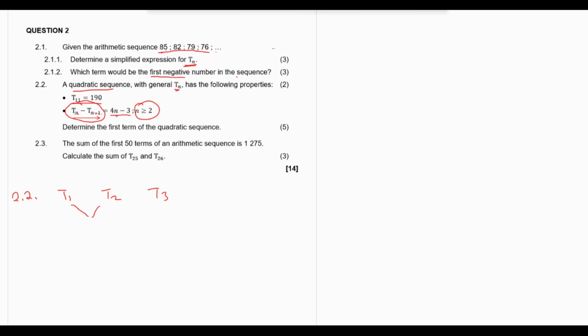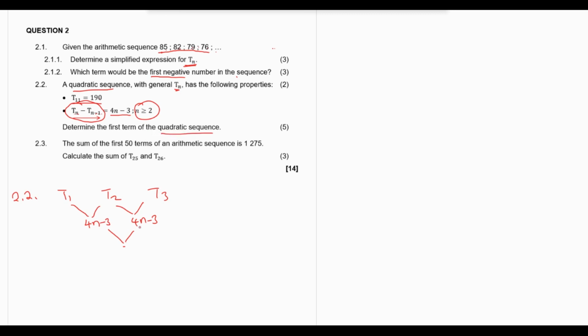So this represents the first differences, meaning that the general term for the first difference is 4n minus 3. And then we're going to have our second difference here. We have to remember that the first differences for a quadratic sequence are arithmetic, or linear. So it says determine the first term of the quadratic sequence.